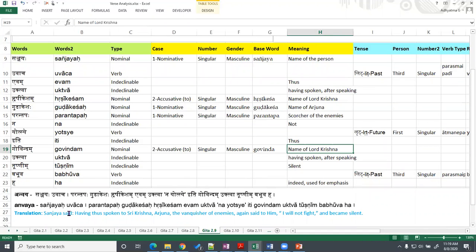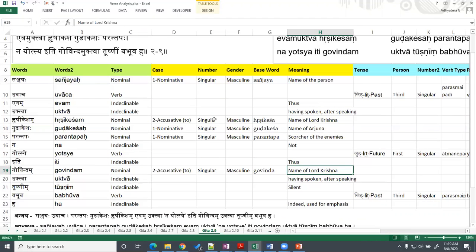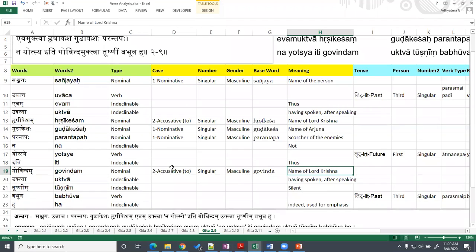If you look at the translation here, having thus spoken to Sri Krishna, Arjuna, the vanquisher of enemies, again said to him, I will not fight, and became silent. There are some interesting words here, particularly the ones which are referring to Arjuna and Lord Krishna. So there is a word for Lord Krishna, Hrishikesham.